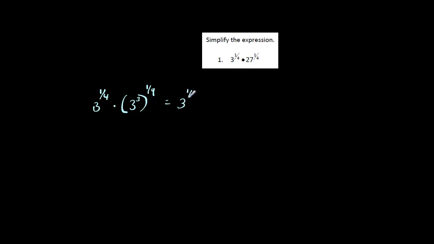So 3 to the 1/4 stays. 3 cubed to the 1/4 is 3 to the 3 times 1/4, which is 3 to the 3/4. And that is 3 to the 1/4 plus 3/4, which is 4/4. And 4/4 is 1, and 3 to the 1 is 3. And that's it. Remember your rules. If you have an exponent raised to an exponent, you multiply the exponents. If you're multiplying with the same base, you add the exponents.